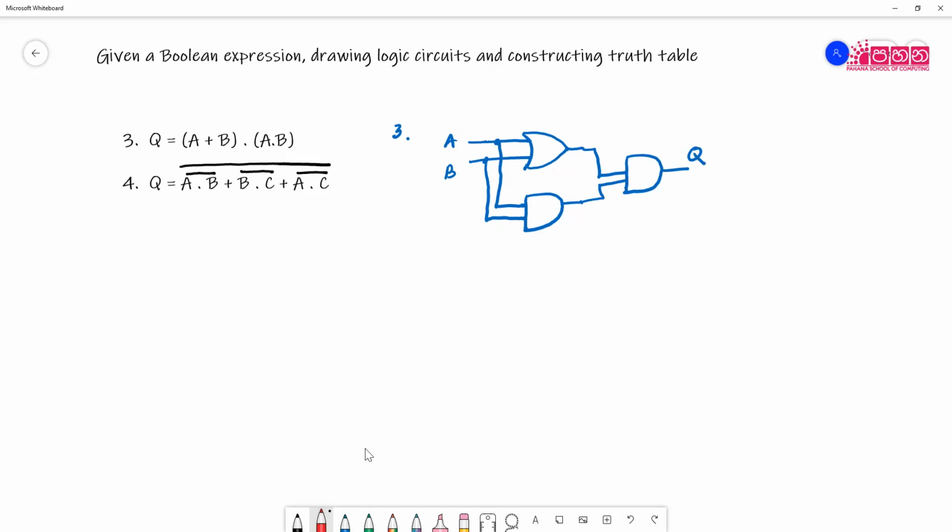So the inputs are, we will have A, and here we will have B, so that we will get A plus B here. From here also we will get A, this is B, so this is A dot B. So for this AND gate, from the top we are getting A plus B, and here we get A dot B. So Q will be A plus B dot A dot B.